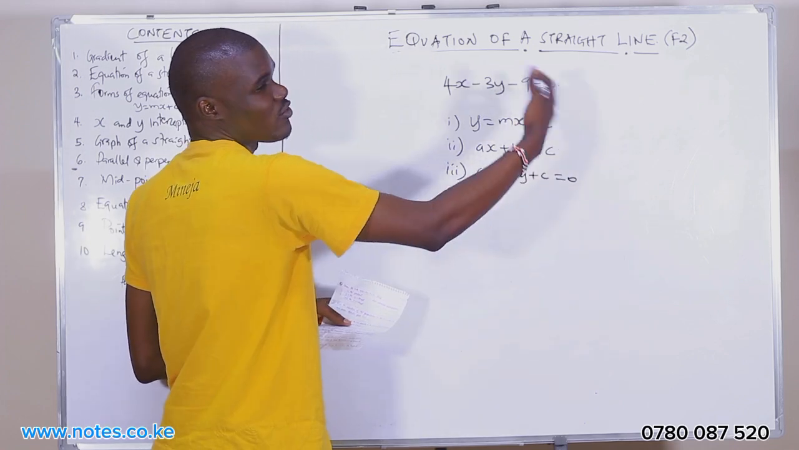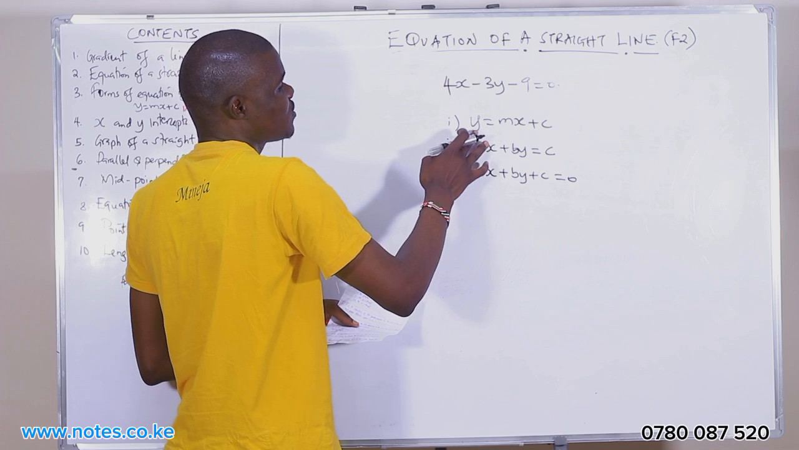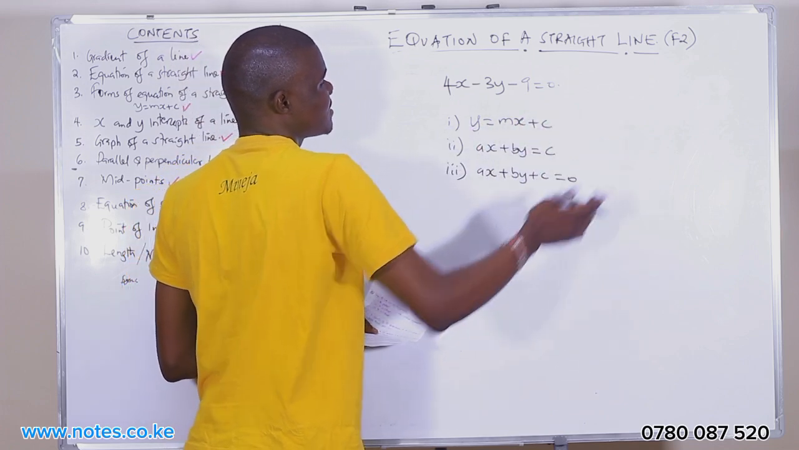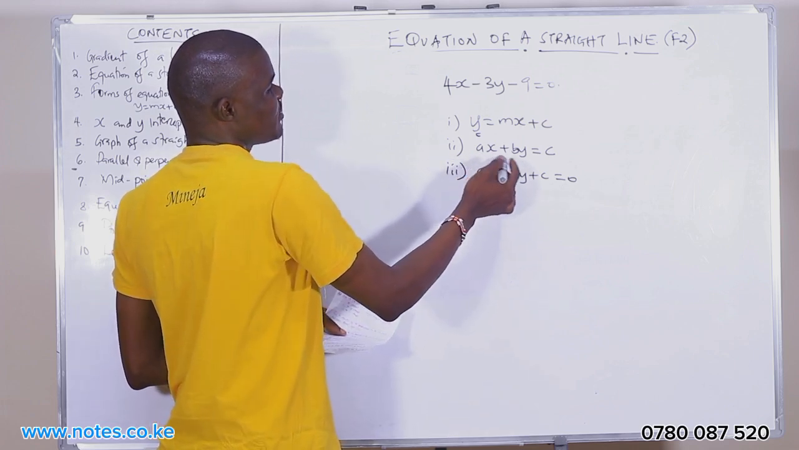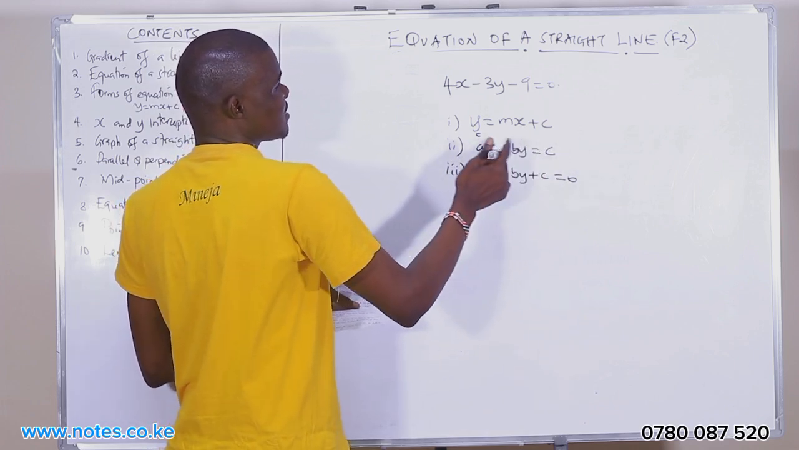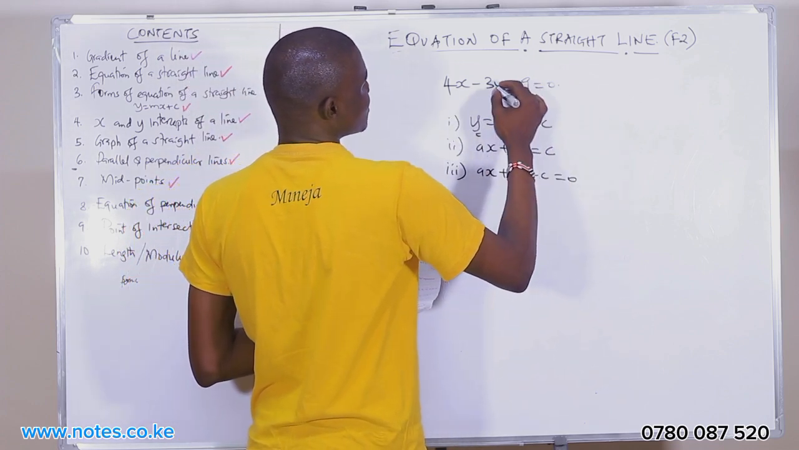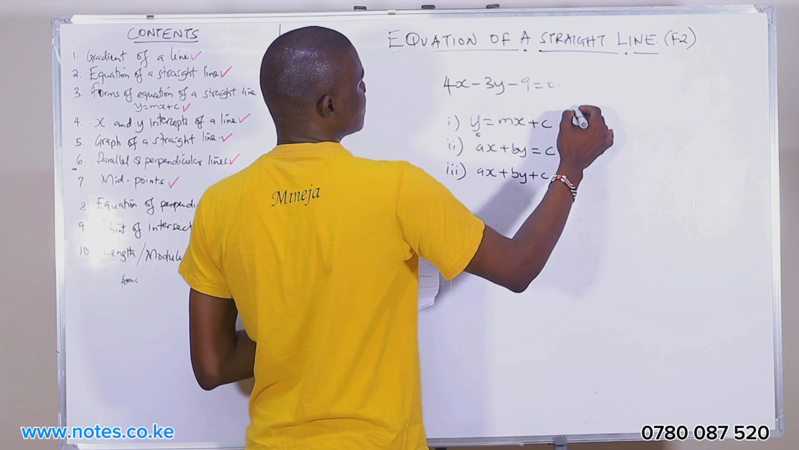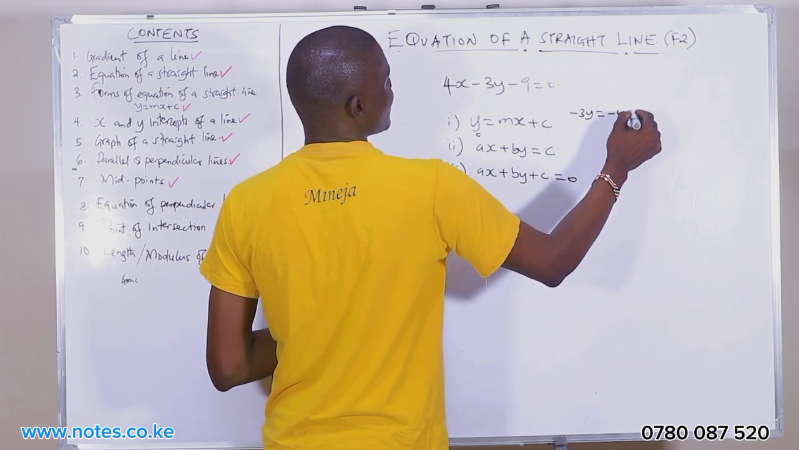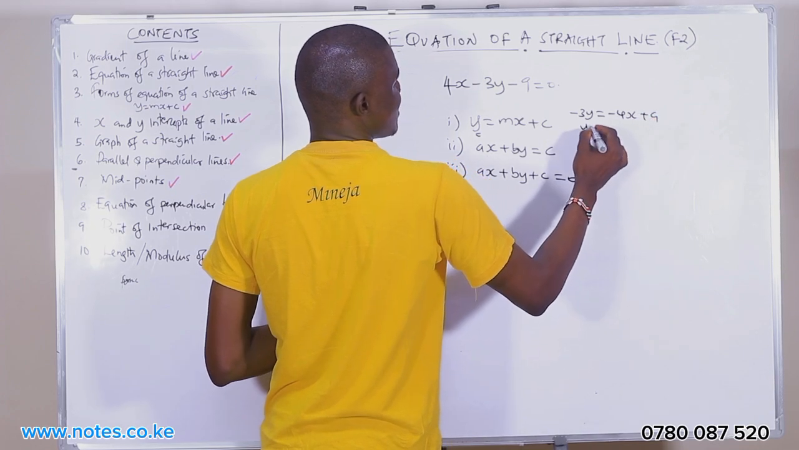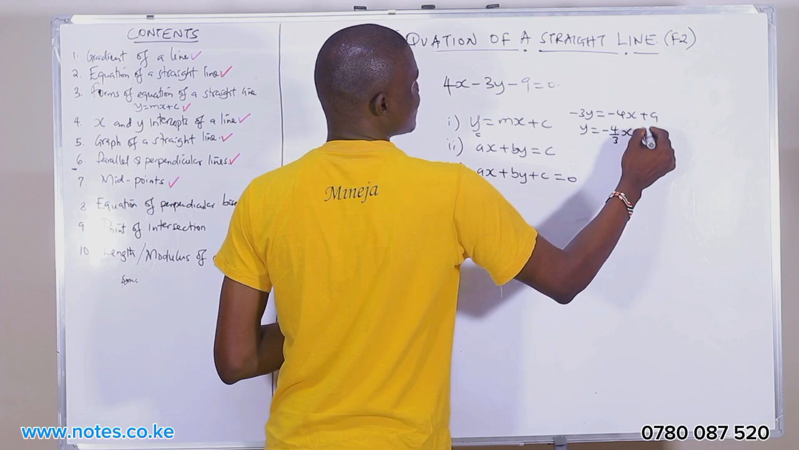These things are just a matter of manipulation. When we want to put it in the form y is equal to mx plus c, we simply rearrange the equation to match this format. This one will take y the other side. We are going to have negative 3y is equal to negative 4x plus 9. So our y here will be negative 4 over 3 x plus 3.